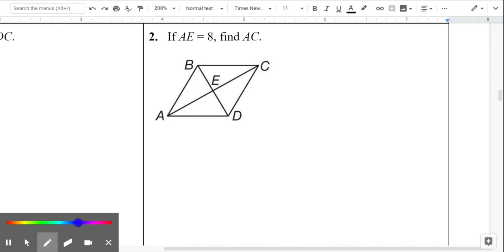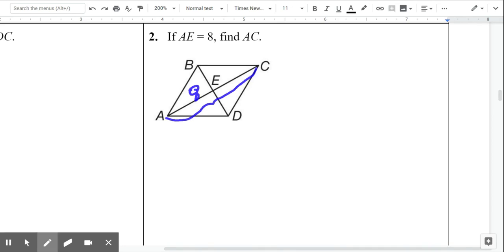For number 2, we have AE. Segment AE has a length of 8. Find AC. So that would be the entire thing. So in a rhombus, same thing as in a parallelogram, diagonals bisect each other. So if AE is 8, so is EC. So all you have to do is 8 plus 8, that's 16. So AC equals 16.